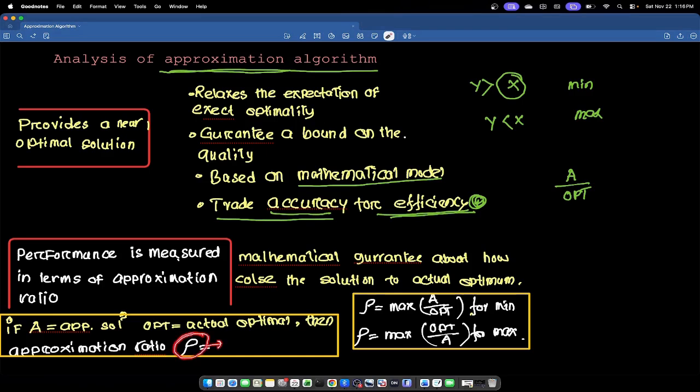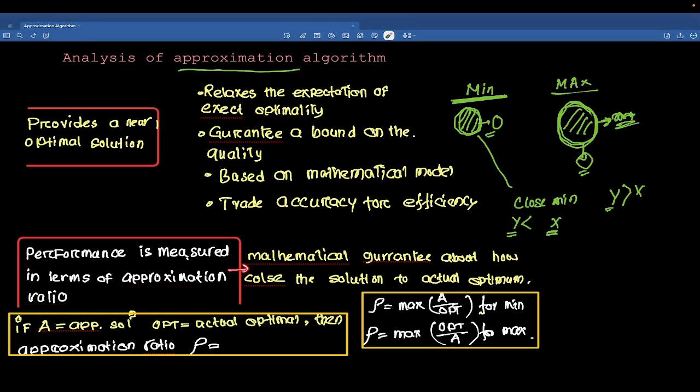The approximation ratio rho plays a significant role in analyzing approximation algorithms. Let us suppose that A is the suboptimal solution provided by the approximation algorithm and OPT is the actual optimal solution. Then the approximation ratio rho is computed as the maximum of the ratio of the approximation result divided by the optimum result for a minimization problem, and for a maximization problem it is computed as the maximum of the optimum solution to the suboptimal solution. So this approximation ratio is a mathematical guarantee about the closeness of the solution provided by the algorithm.